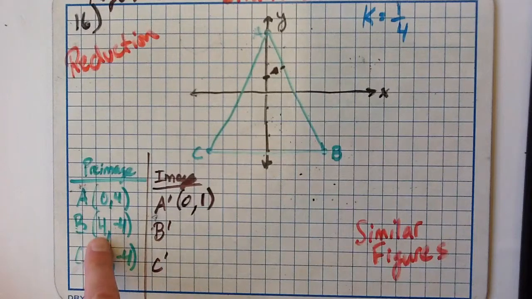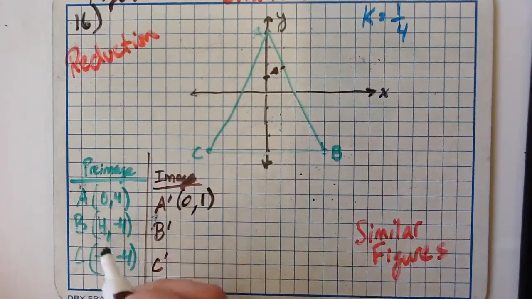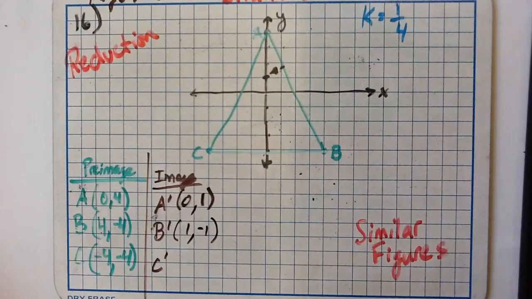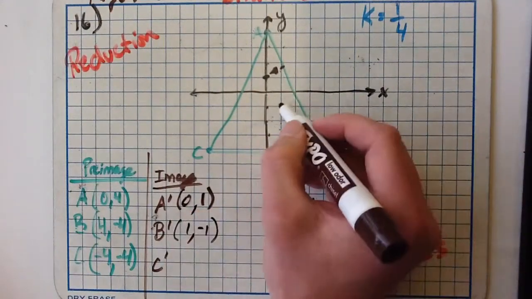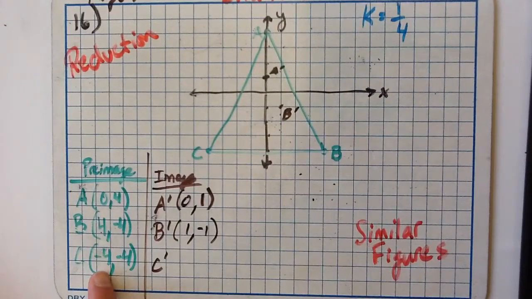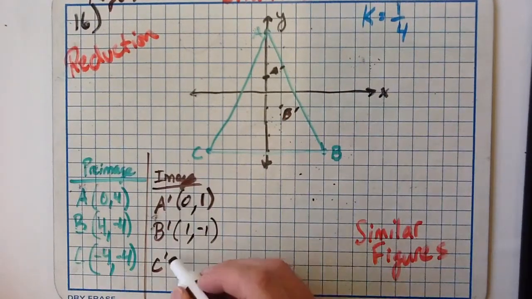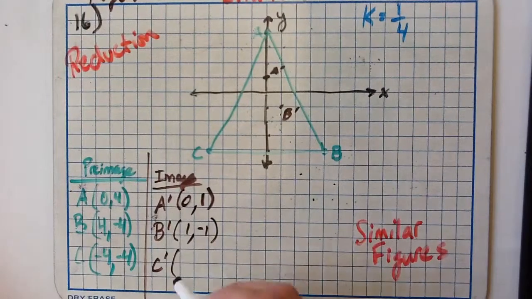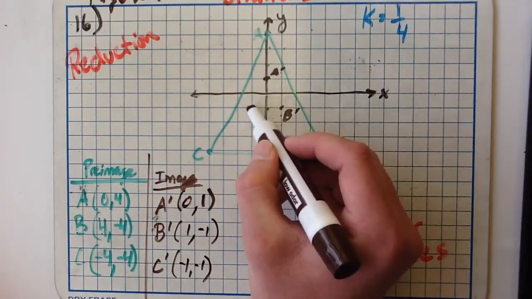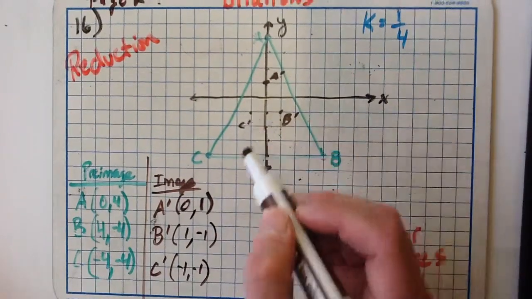B is at 4, negative 4, so multiply each of these coordinates by 1/4. 4 times 1/4 is 1, and negative 4 times 1/4 is negative 1. So B prime is at 1, negative 1. Right 1, down 1. There's B prime. And finally, C is at negative 4, negative 4, and multiply each of those by 1/4, you would get negative 1, negative 1. That's where C prime is. Left 1, down 1. C prime.